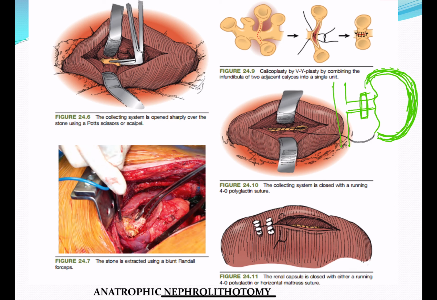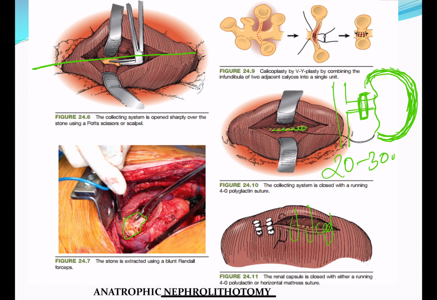Once you put a clamp, we can open the kidney along the Brodel's line and remove the stone. They remove the stone with forceps, repair the calyx and repair the kidney, and you come out. Before that, you put a DJ stent, and you have to remove the clamp. This surgery has to be done within 20 to 30 minutes.